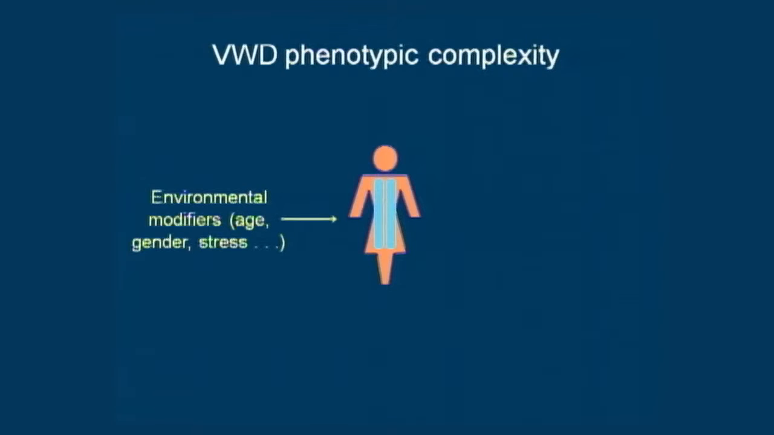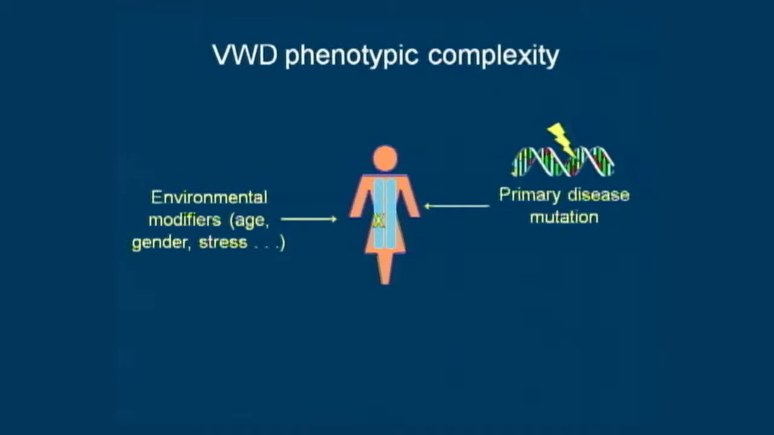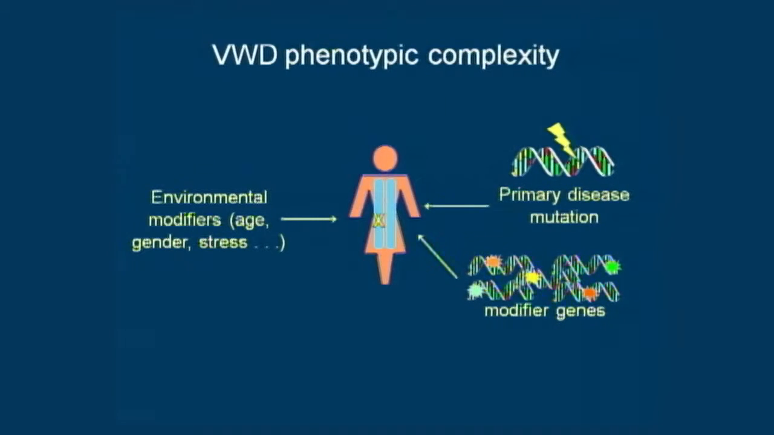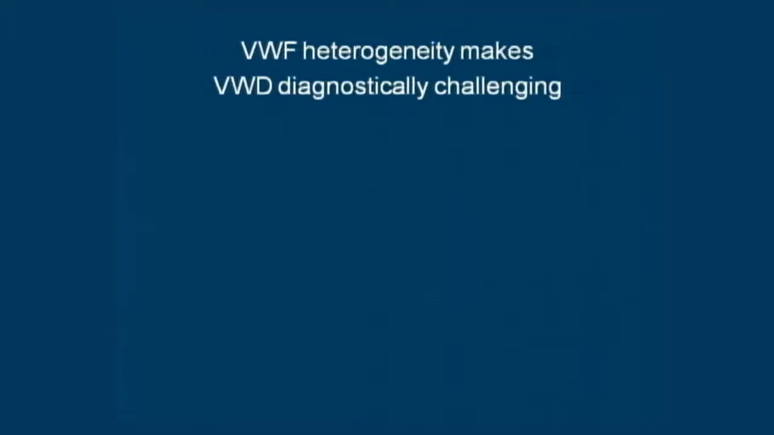So just to bring it together, von Willebrand factor, extremely complex. We have environmental factors, and in the case of von Willebrand disease, we often have a primary disease-causing mutation, but this is probably modified by all those other things that modify von Willebrand factor in normal, healthy people. So this heterogeneity makes von Willebrand disease diagnostically challenging.